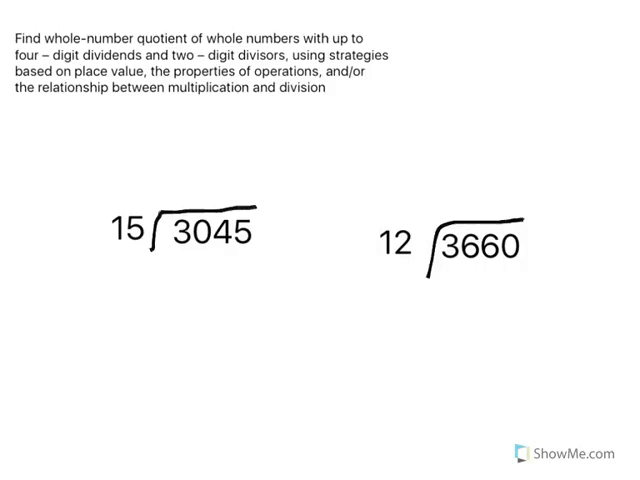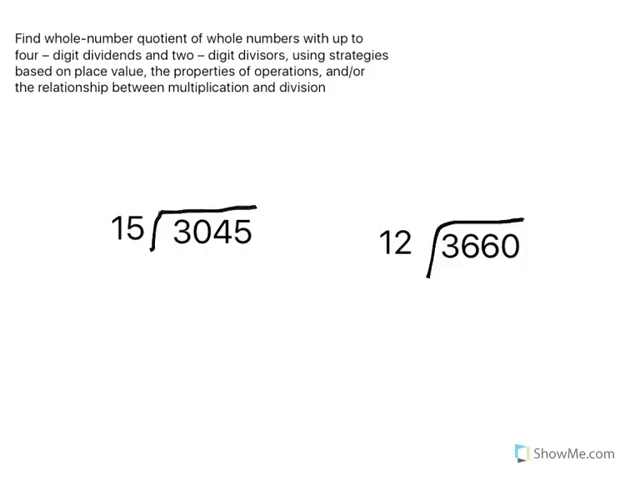Okay, so here's our next concept. We have division of multi-digit numbers by another multi-digit number, so two-digit numbers into four-digit numbers specifically. On the left side, we have our first problem, which is 15 into 3,045. So let's first start with that.